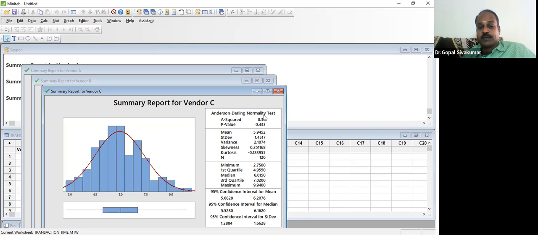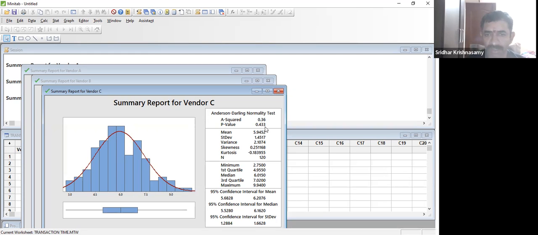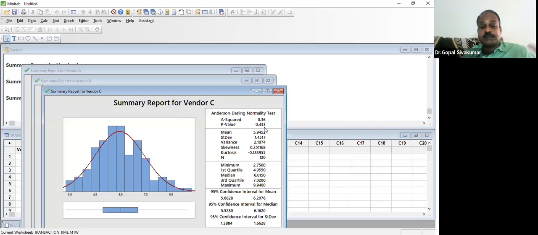Result of the Anderson-Darling normality test. Look at the p-value. How much is the p-value? 0.43. 0.4 means data is normal, because always for a normality test, the null hypothesis is data is normal.